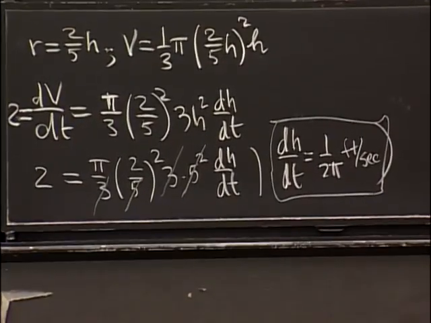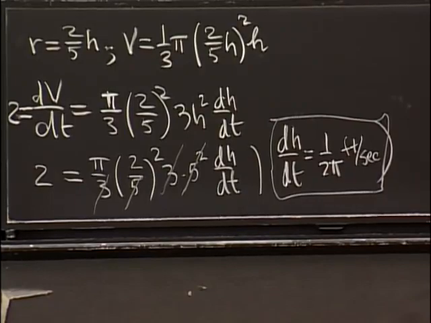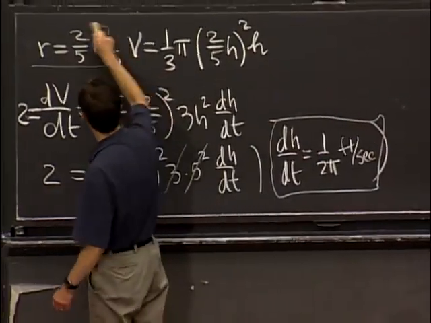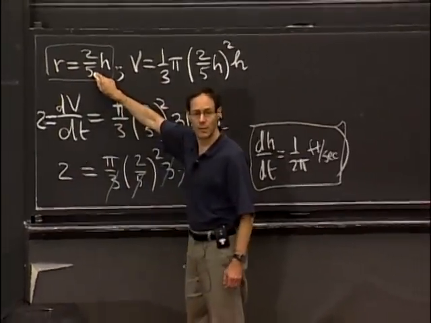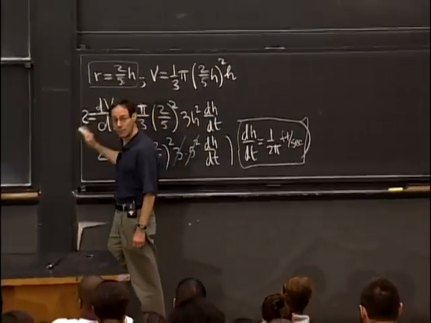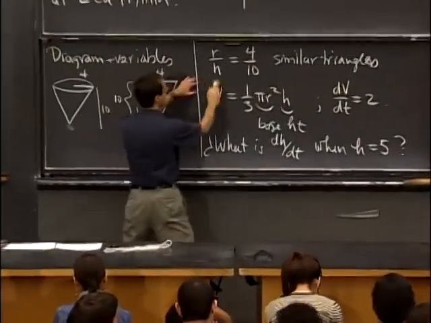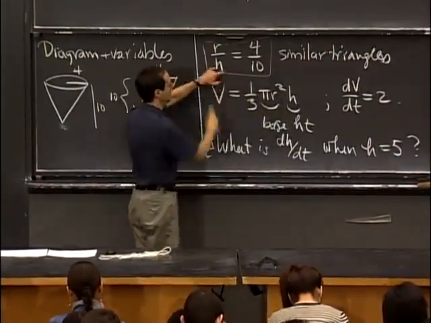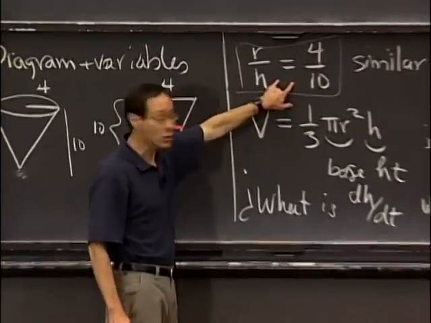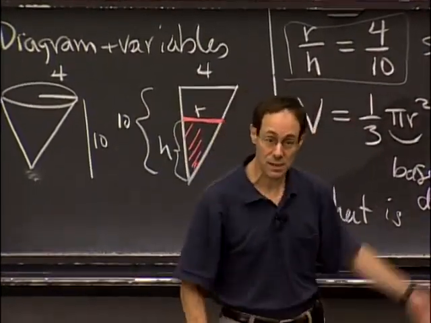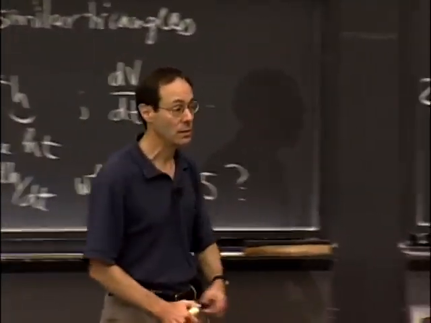Question, way back there. Where did I get r equals 2/5 h from? The answer was, it came from similar triangles, which is over here. I did this similar triangle thing, and I got this relationship here. r divided by h is equal to 4/10, but then I canceled and got 2/5, and brought the h over.